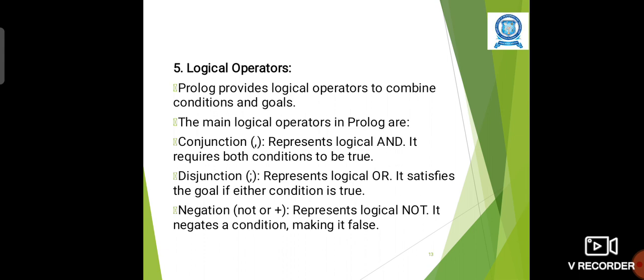Logical operators. Prolog provides logical operators to combine conditions and goals. The main logical operators in Prolog are conjunction, which represents logical and, and requires both conditions to be true. Disjunction represents logical or, and satisfies the goal if either condition is true. Negation, not or backslash plus, represents logical not. It negates a condition, making it false.